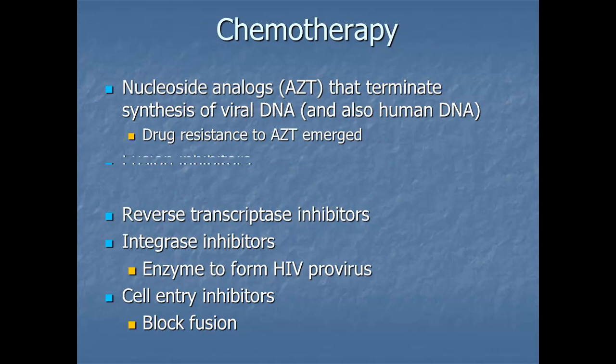So what's the best way to treat it? Chemotherapy. So you use nucleoside analogs, AZT, that would terminate the synthesis of viral DNA and also human DNA. So we've actually begun seeing drug resistance to AZT emerge. You could have fusion inhibitors inhibit them from being able to come together. Protease inhibitors, reverse transcriptase inhibitors, so prevent them from being able to create DNA from RNA. Integrase inhibitors prevent them from forming the provirus, so it's the enzyme used to form the HIV provirus. Cell entry inhibitors, so block them from being able to fuse, okay?